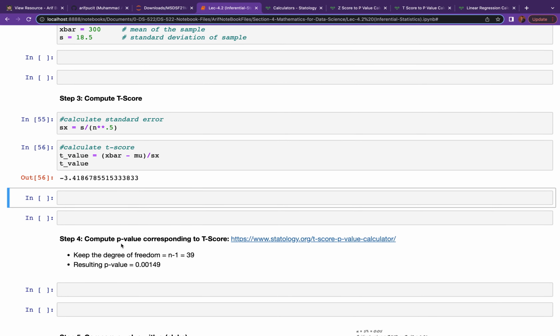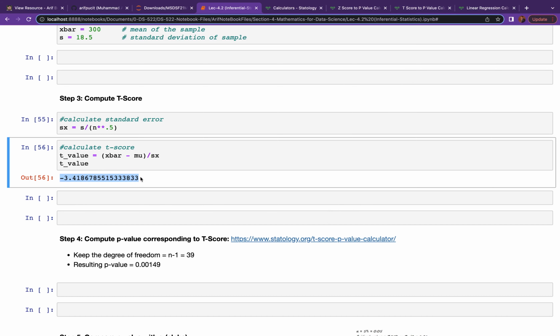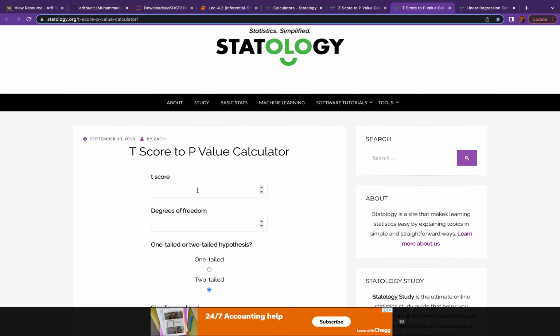The step 4 is we need to compute the p-value corresponding to the t-score. We can use the tables available to us for this. We can use this t-score to p-value calculator that is available online. So the value is minus this. Let me copy this and move on to this link, t-score to p-value calculator.